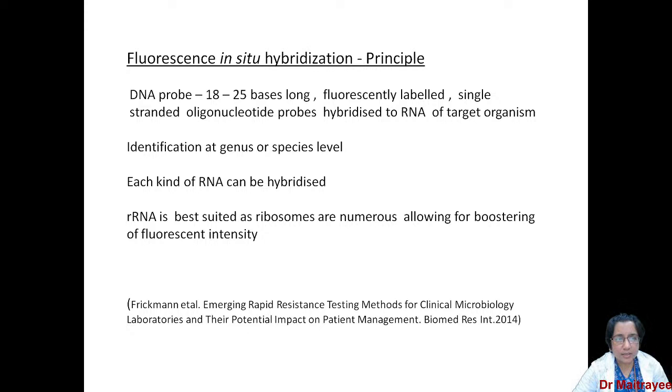The next procedure is fluorescence in situ hybridization. In this, the principle is that a DNA probe, 18 to 25 bases long, a fluorescently labeled, single-stranded oligonucleotide probe, hybridizes to RNA of the target organism. Identification is at genus or species levels. Each kind of RNA can be hybridized, but rRNA is best suited as ribosomes are numerous, allowing for the maximum boosting of fluorescent intensity.